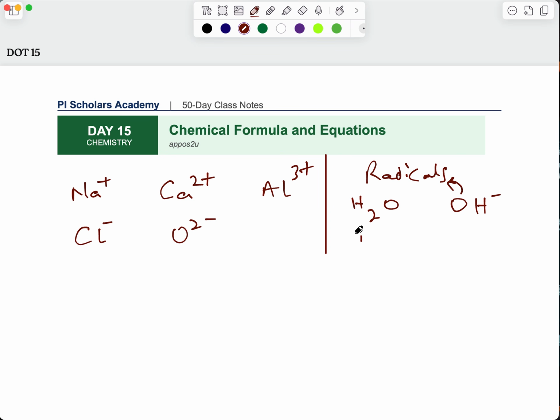There are other guys too, like your SO4 2 minus. You also have your ammonium ion, NH4 plus as well. And then so many other ones. I'm just going to limit it to this for now. So let's see how these guys combine. So what determines the formula of such compound?